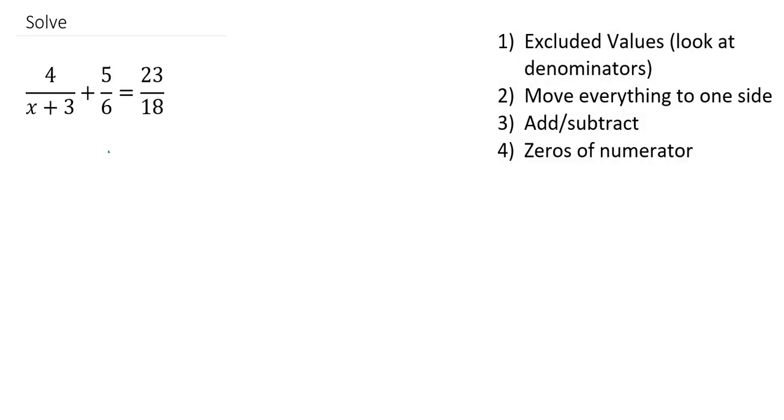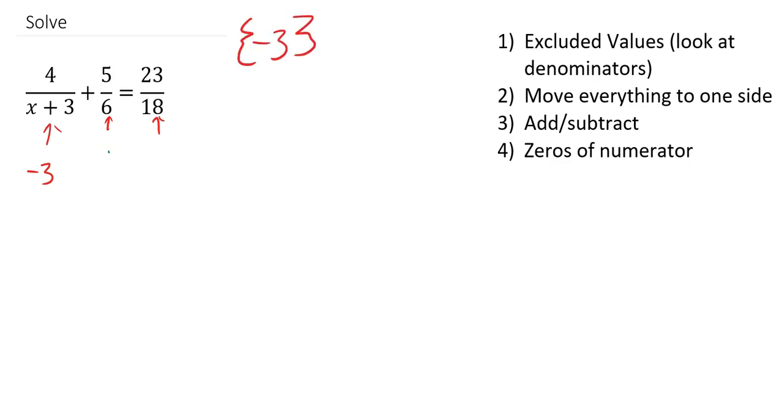First step is I look for my excluded values. I think about this denominator, and this denominator, what the zeros of those denominators are. In this case, there are no zeros of 18. No x value turns 18 magically into 0. No x value magically turns 6 into 0. There is an x value that makes x plus 3 zero. It's negative 3. My excluded value is negative 3.